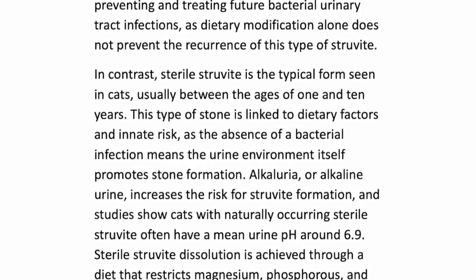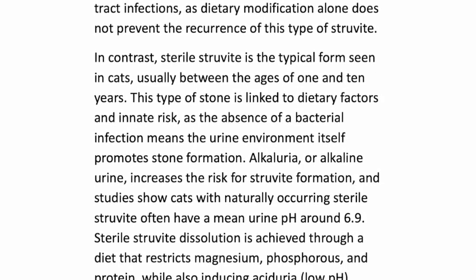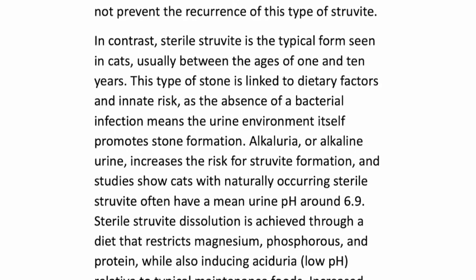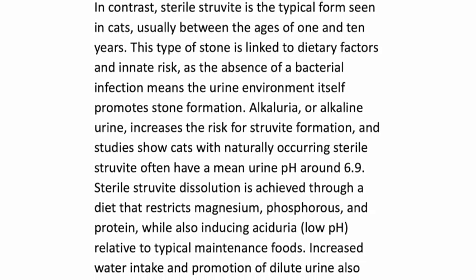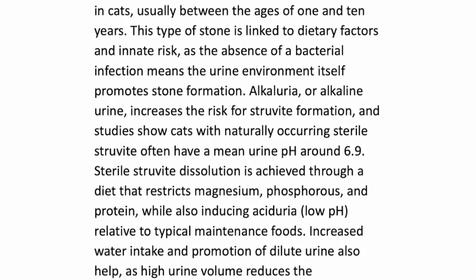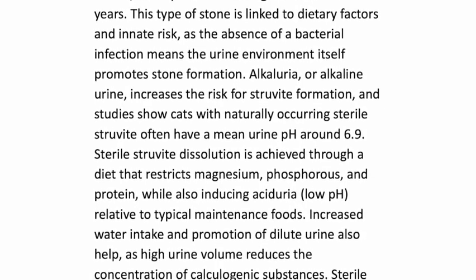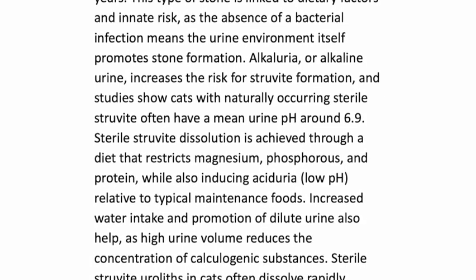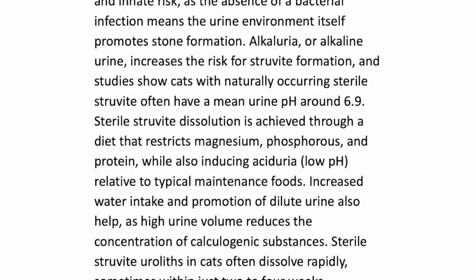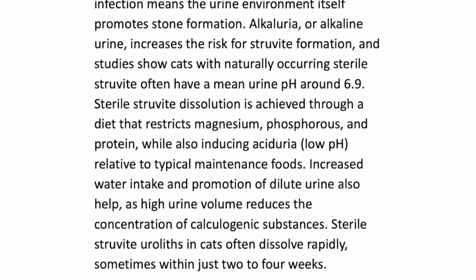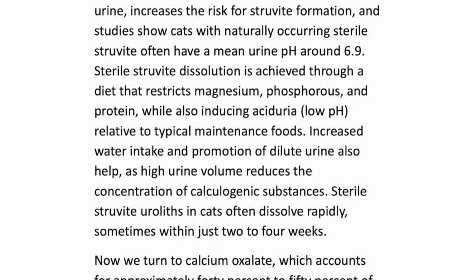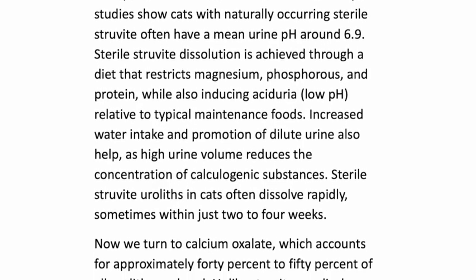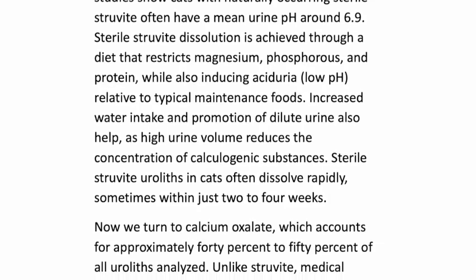Alkaluria, or alkaline urine, increases the risk for struvite formation, and studies show cats with naturally occurring sterile struvite often have a mean urine pH around 6.9. Sterile struvite dissolution is achieved through a diet that restricts magnesium, phosphorus, and protein, while also inducing aciduria, low pH, relative to typical maintenance foods. Increased water intake and promotion of dilute urine also help, as high urine volume reduces the concentration of calculogenic substances.